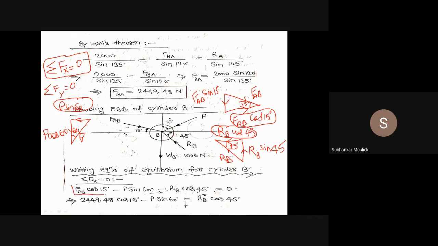Is this equation clear? Any doubt in this equation? No, sir. Okay. So FAB I have already found out, that is equal to FBA, 2449.48 into cos 15, minus P sin 60, and you keep the value of RB towards the right-hand side, it will be equal to RB cos 45.